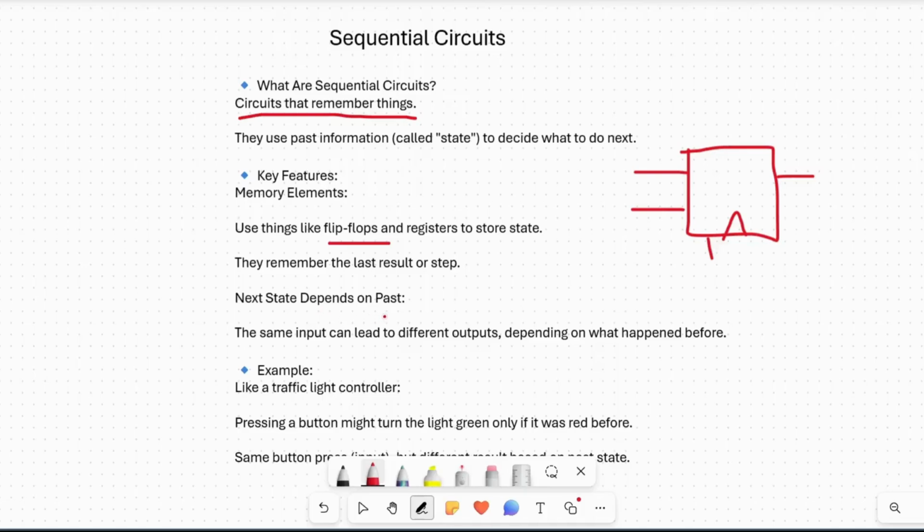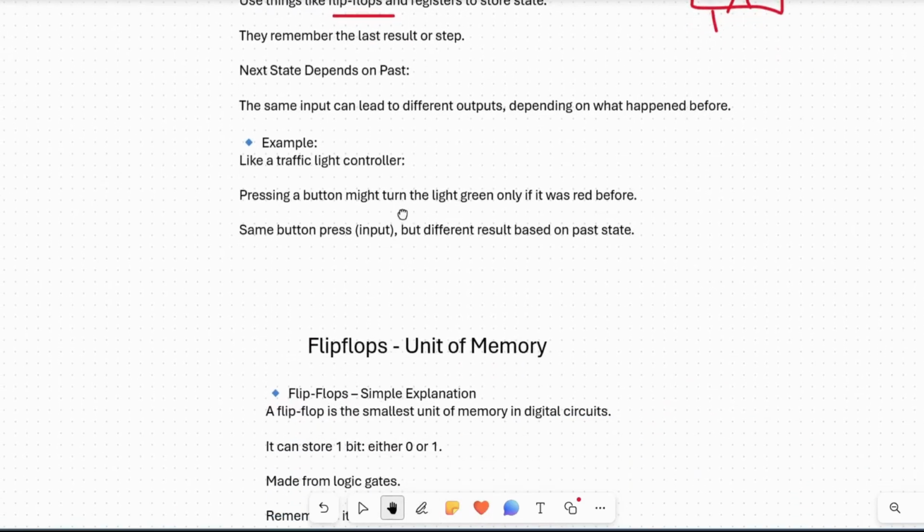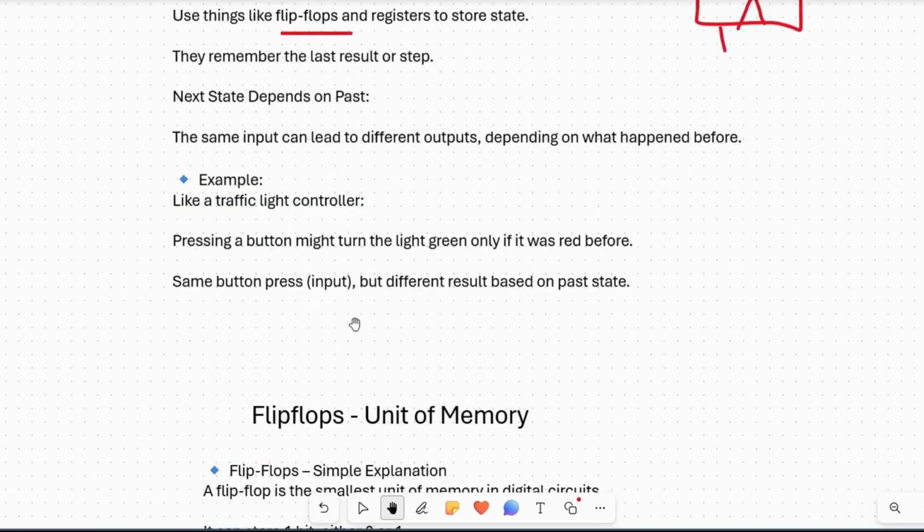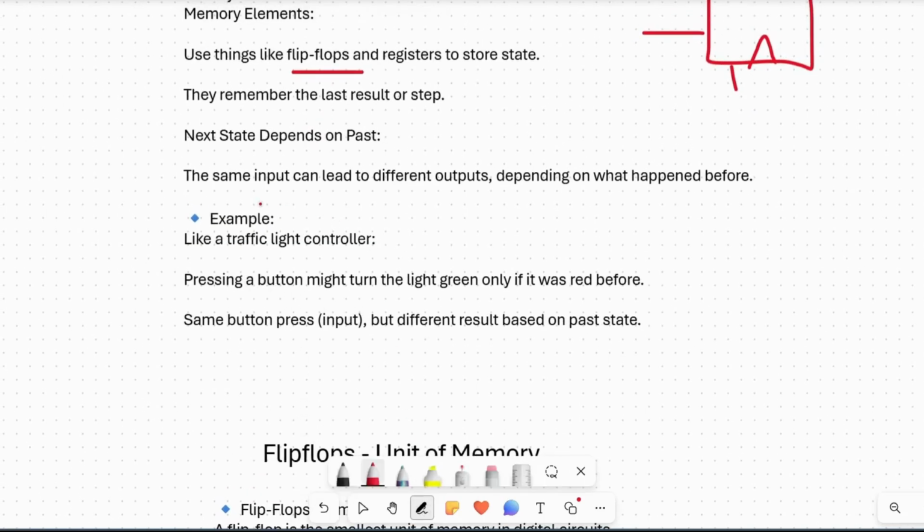Next state depends on the past. The same input can lead to different output depending on what happened before. So it can store previous memory, and anytime it uses the memory to get the output. If you don't clear the topic, if you follow the example, I definitely assure you that you can clear the topic.